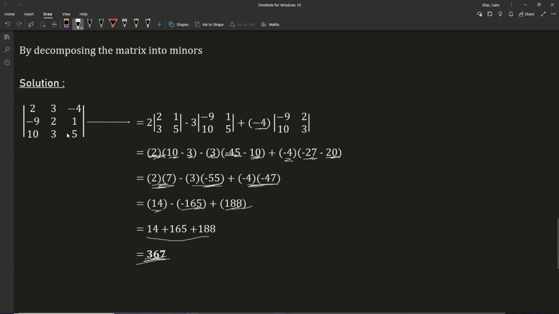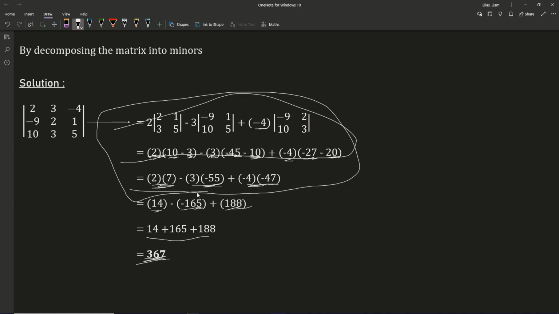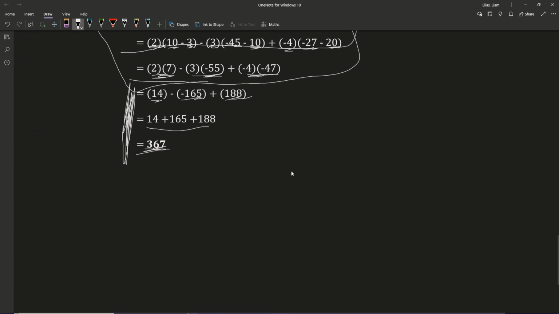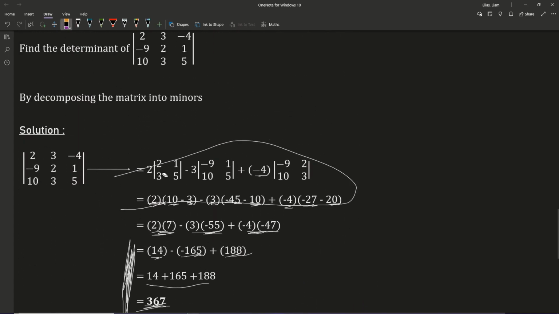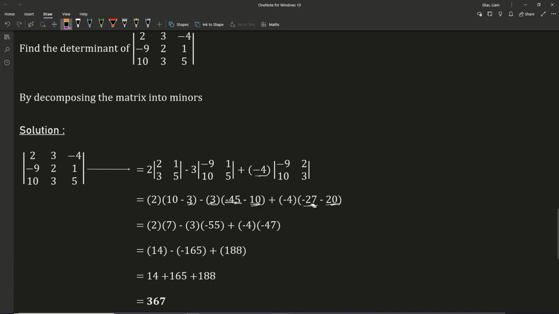So once you get used to this method, you probably will skip pretty much at least all of this step. If not even this step, you could probably skip all of this and you'll just be doing these 3 steps really in your head, because all of this you can do in your head. So that's the trick to doing 3 by 3 matrices, which we call decomposing the matrix into minors.